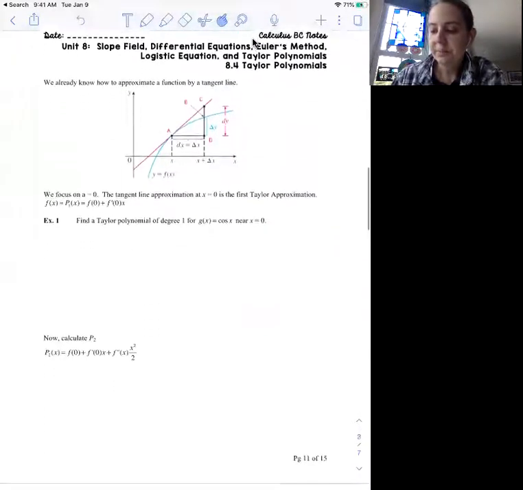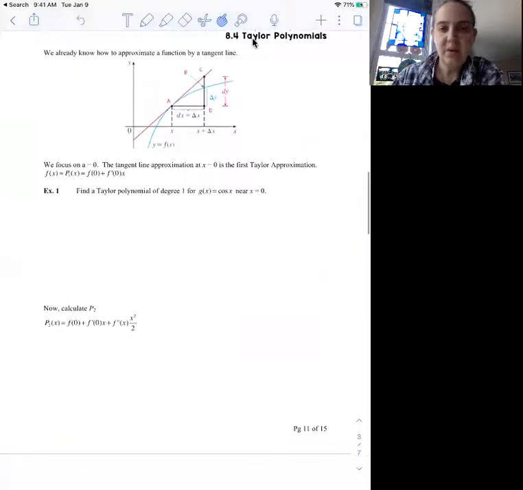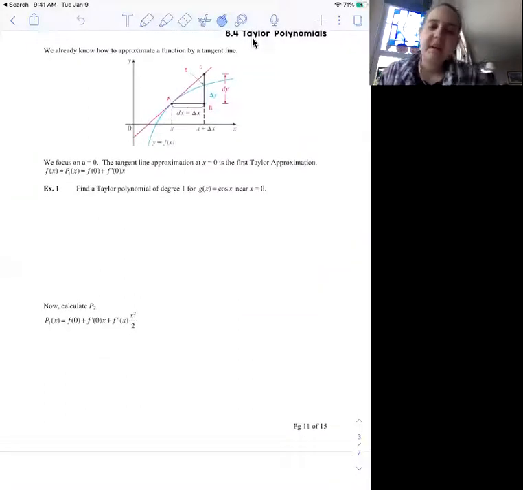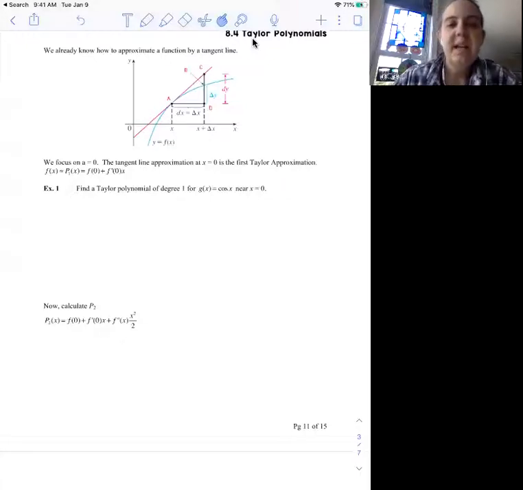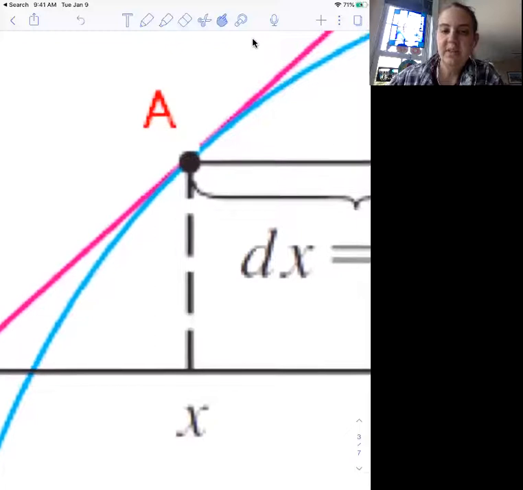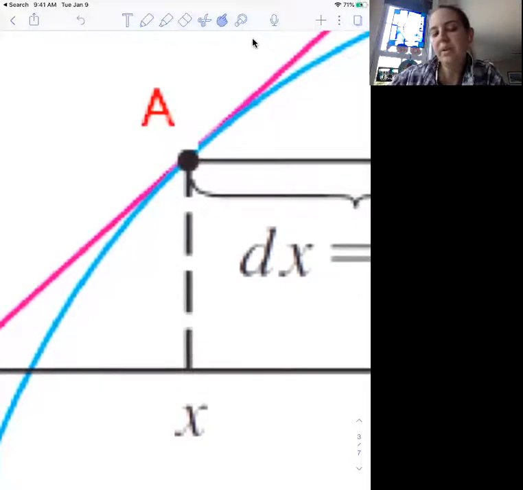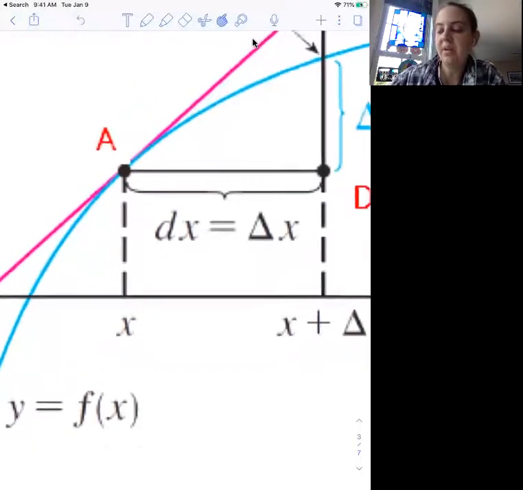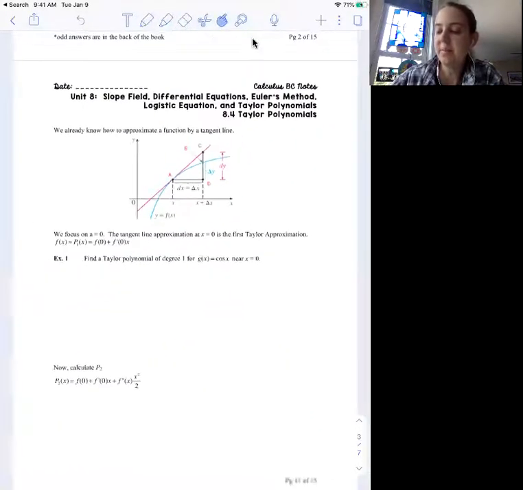So here we go. Section 8.4, Taylor polynomials. We know how to approximate a function by a tangent line. We can take any function in the world, zoom in really close and find a tangent line. That's what's going on in this picture on the top of your notes. Here's my curve in blue, that's my function. The red color is the tangent line. The closer you zoom in, the more that function starts to look like a straight line. The blue does curve, but it's closer and closer to that red line. So we've done that before.